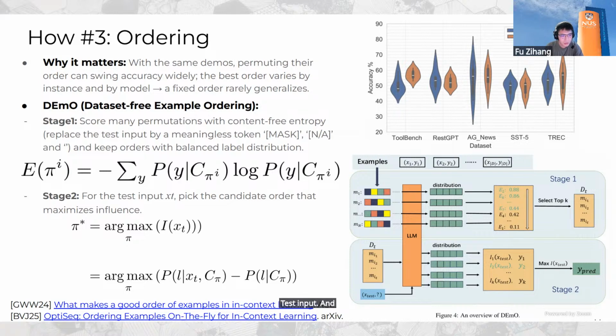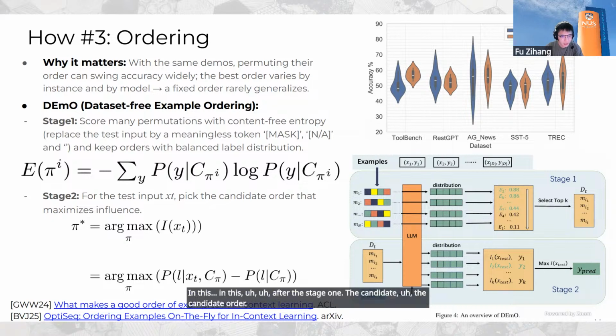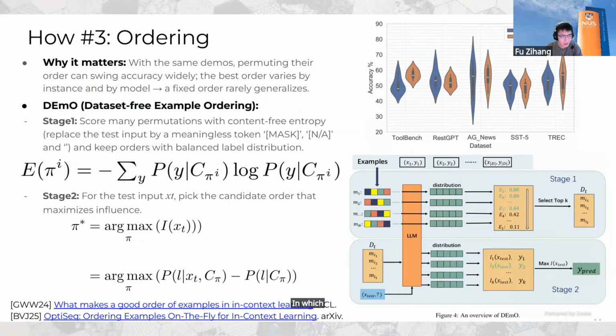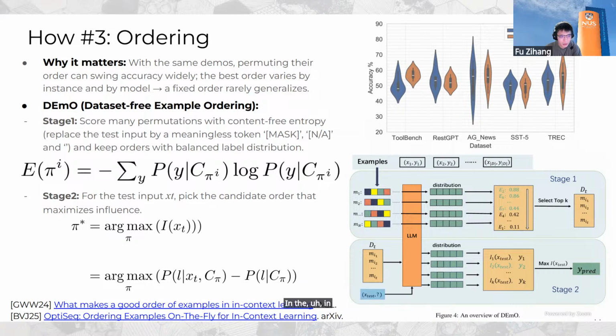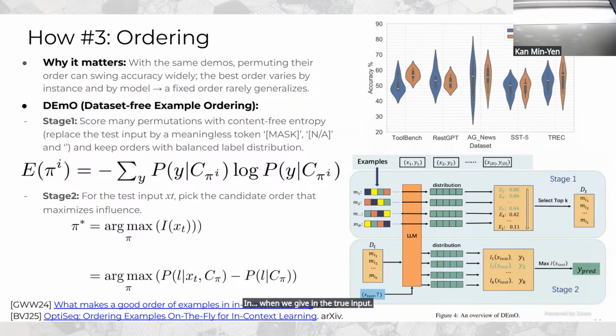And stage 2 is that after stage 1, the candidate order in which one minimizes the influence, which means that it can steer the model's behavior largely when we give in the true input. Okay, are we all following that? We understand what that means?